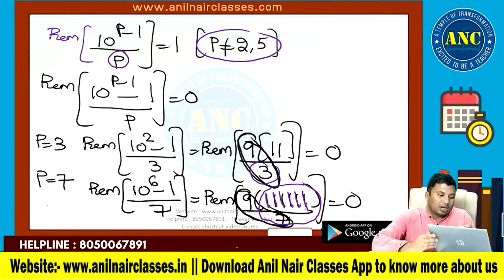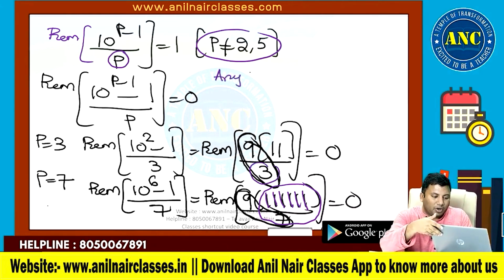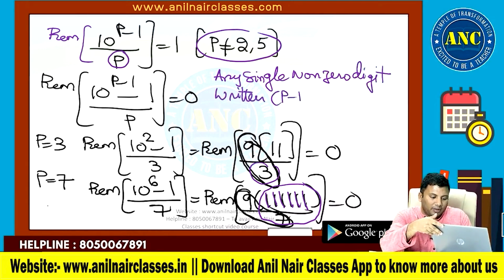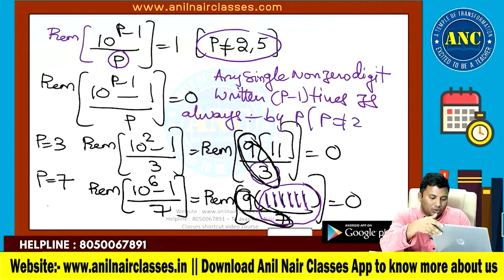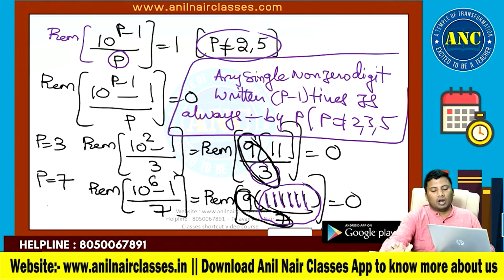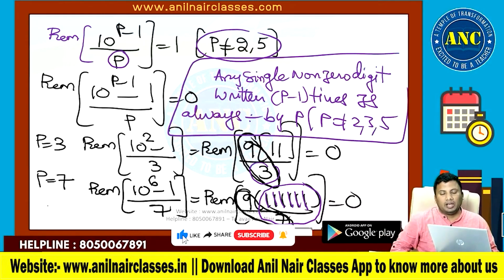Any single non-zero digit, an extremely important point, sir. Any single non-zero digit written p minus 1 times is always divisible by p, if p is not equivalent to 2, 3 and 5. Please write down: any single non-zero digit written p minus 1 times is always divisible by p.